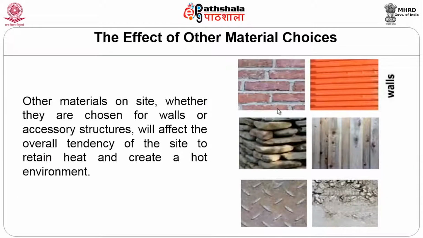What are the effects of other material choices? We have discussed paving materials, we have discussed roofs. The next important thing that we need to think about is walls. Walls and accessory structures will affect the overall tendency of the site to either retain heat and create a very hot environment. The typical walls that you usually see are brick, stone, wood, concrete. Very rarely do you see metal or corrugated sheets.